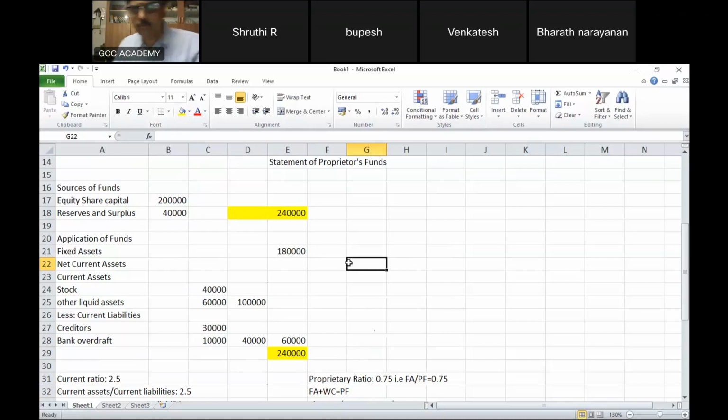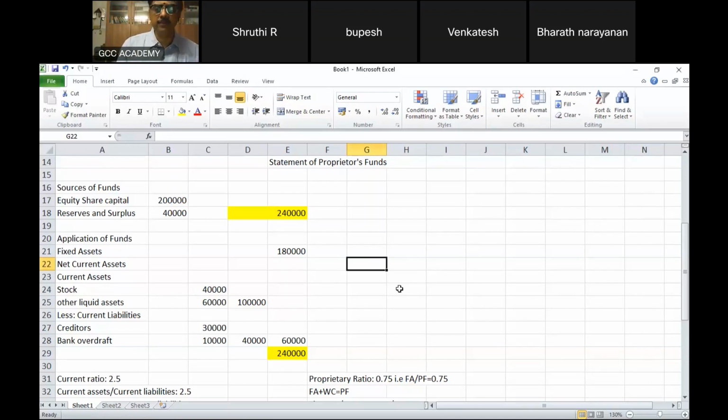Okay, understood? Any doubt? No doubt. Upesh, any doubt? Sir, no doubt, sir. Upesh, am I audible? Yes, sir. Bharat Narayan, am I audible? Any doubts? Yes, sir, audible, sir, no doubt. One minute. Bharat Narayan, any doubts? No, sir. Clear? Yes, sir, clear, sir. Venkatesh, any doubts? No doubt, sir. Okay, it's clear. So to proceed further.